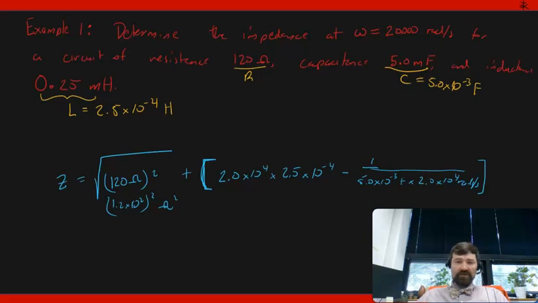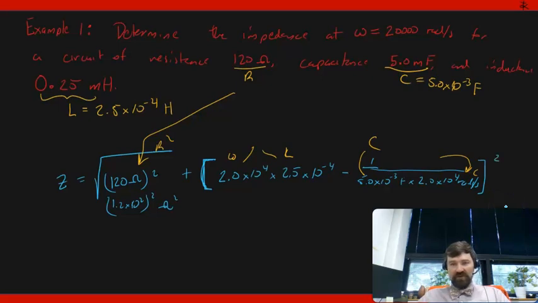So this is your R squared term, this is your omega times L term, and this right here is your C times omega term. And of course this term right here is also squared, and this square root covers all of this stuff.